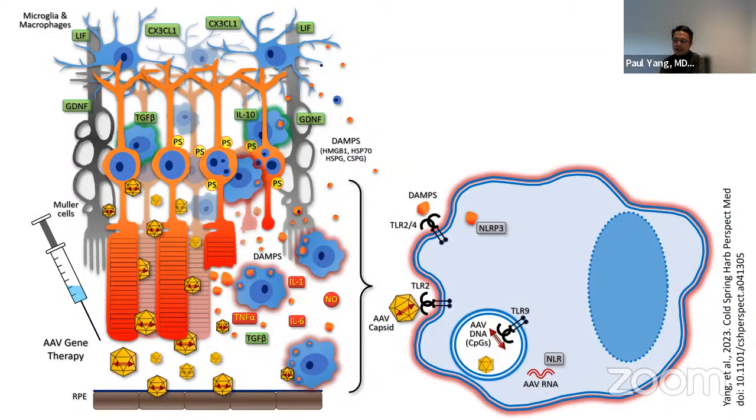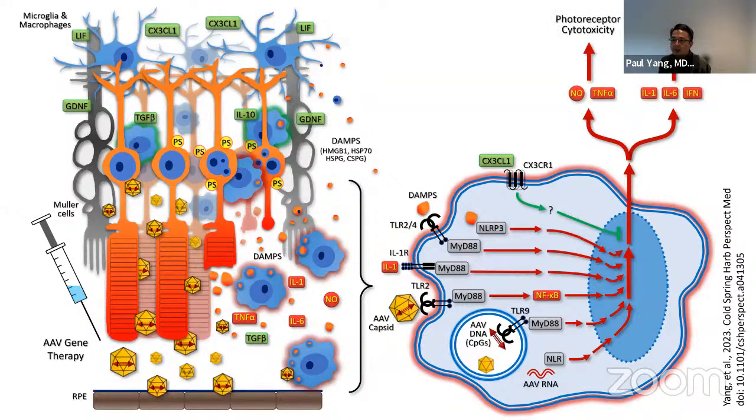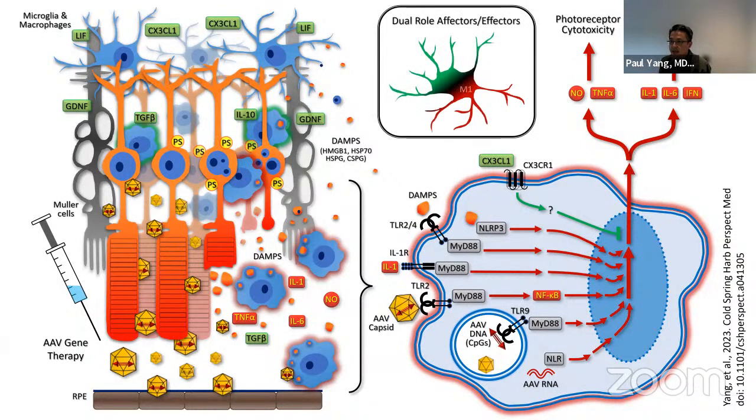So the AAV capsid, the AAV DNA, and the AAV RNA are also recognized by similar elements in microglia, TLRs as well as NLRs. And they all go through similar pathways and compete to activate the microglia towards a potential M1 or M2 phenotype, right? So there's potential for AAV to exacerbate the kind of innate immune reaction that potentially already exists in these degenerations.